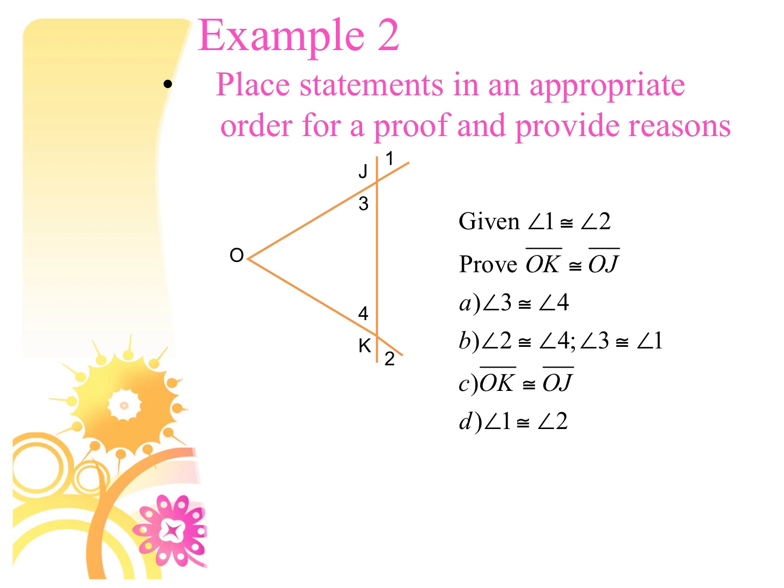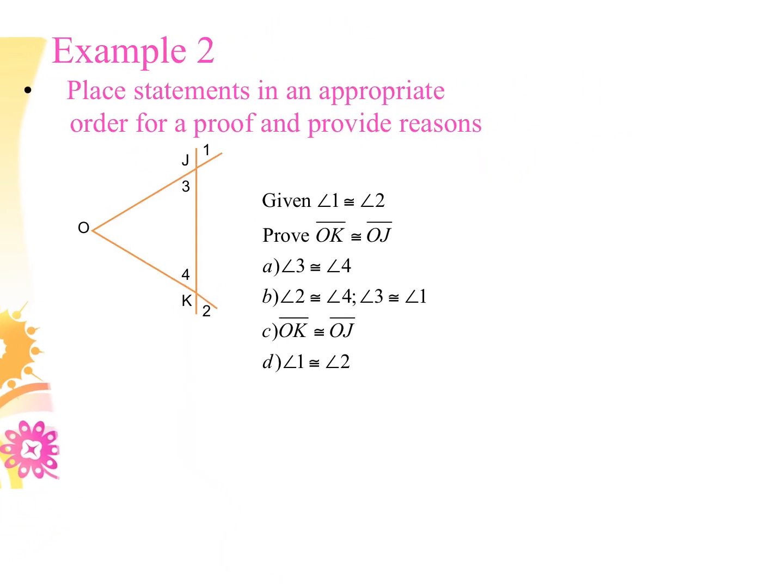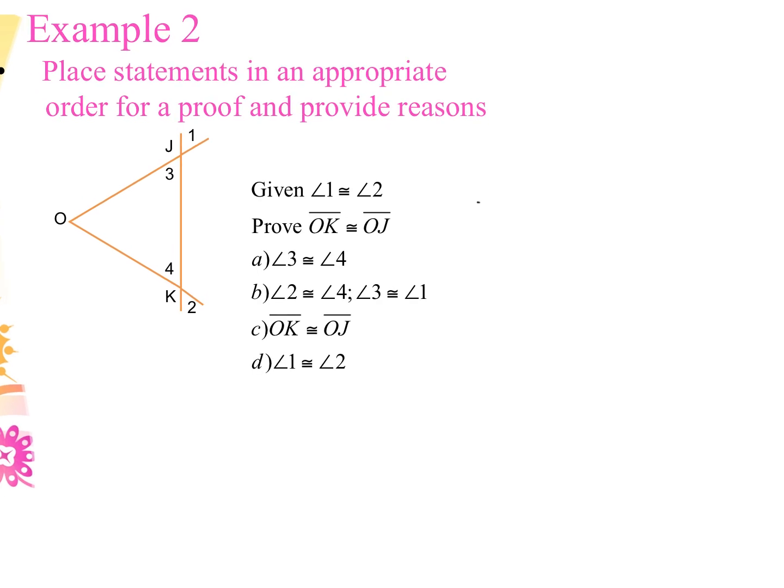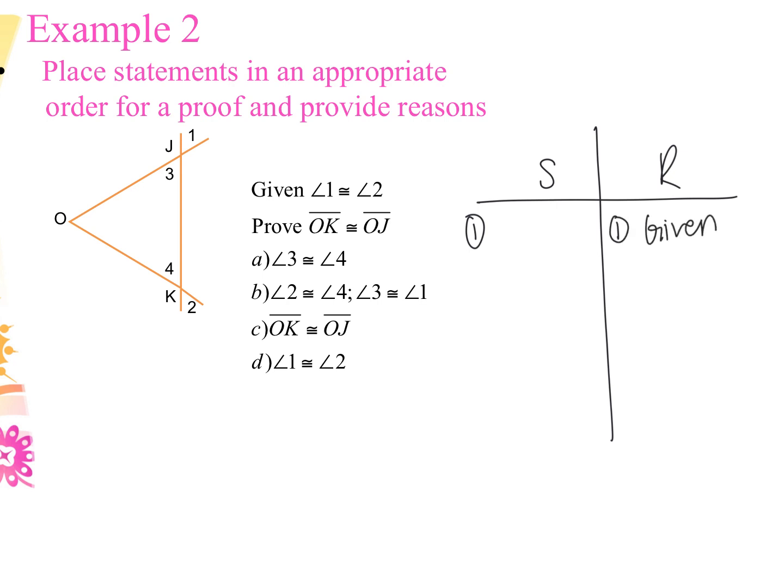All right, proof. Place statements in an appropriate order for the proof and provide reasons. So they're already giving me the proofs. I just have to put it in order. So I'm going to write my statements and my reasons. Statements, reasons. First statement is going to be which one? My first reason is going to be given, yes. And what's the information that's given?